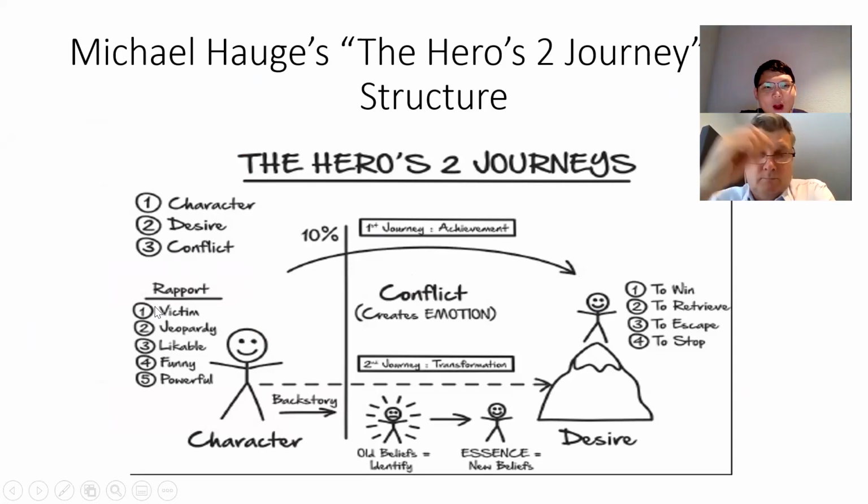You have to have these characteristics: victim, jeopardy, likable, funny, and powerful. Will Smith's character was a victim, and we can relate to people who are victims. By the way, there is much more nuanced science and psychology inside the mind. I don't want to go into too much detail, but trust me, the psychology and science back this up.